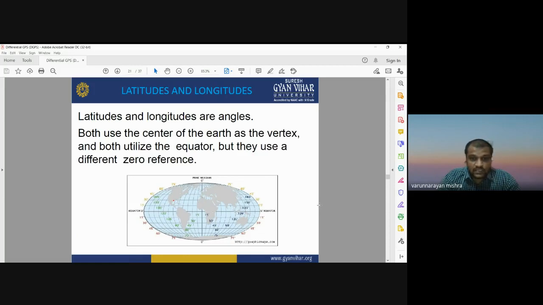Both use the center of the earth as a vertex, and both utilize the equator, but they use a different zero reference. This is the equator. Equator is the imaginary line that divides the entire earth into two equal parts, the northern hemisphere and southern hemisphere. Okay, so this is the equator, and it is known as the equatorial plane. The equatorial plane divides the entire earth into two equal parts, northern hemisphere and southern hemisphere.